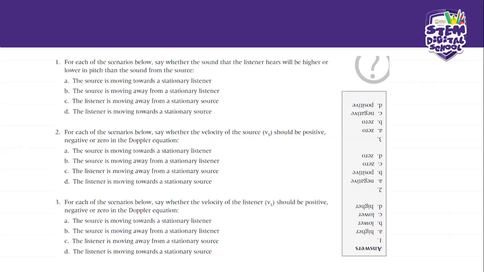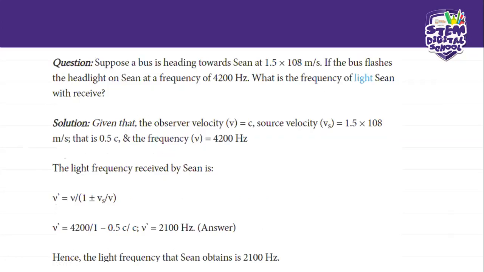Now we are moving on. Okay, so now we have another problem here. It says, suppose a bus is heading towards Sean at 1.5 times 10 to the power 8 meters per second. If the bus flashes the headlight on Sean at a frequency of 4,200 hertz, what is the frequency of light Sean will receive? So given that the observer velocity in this case will be zero, the source velocity, Vs, is 0.5 c, and the frequency is 4,200. The light frequency received by Sean will be equal to V over 1 plus or minus Vs divided by c, and this is what you will get.